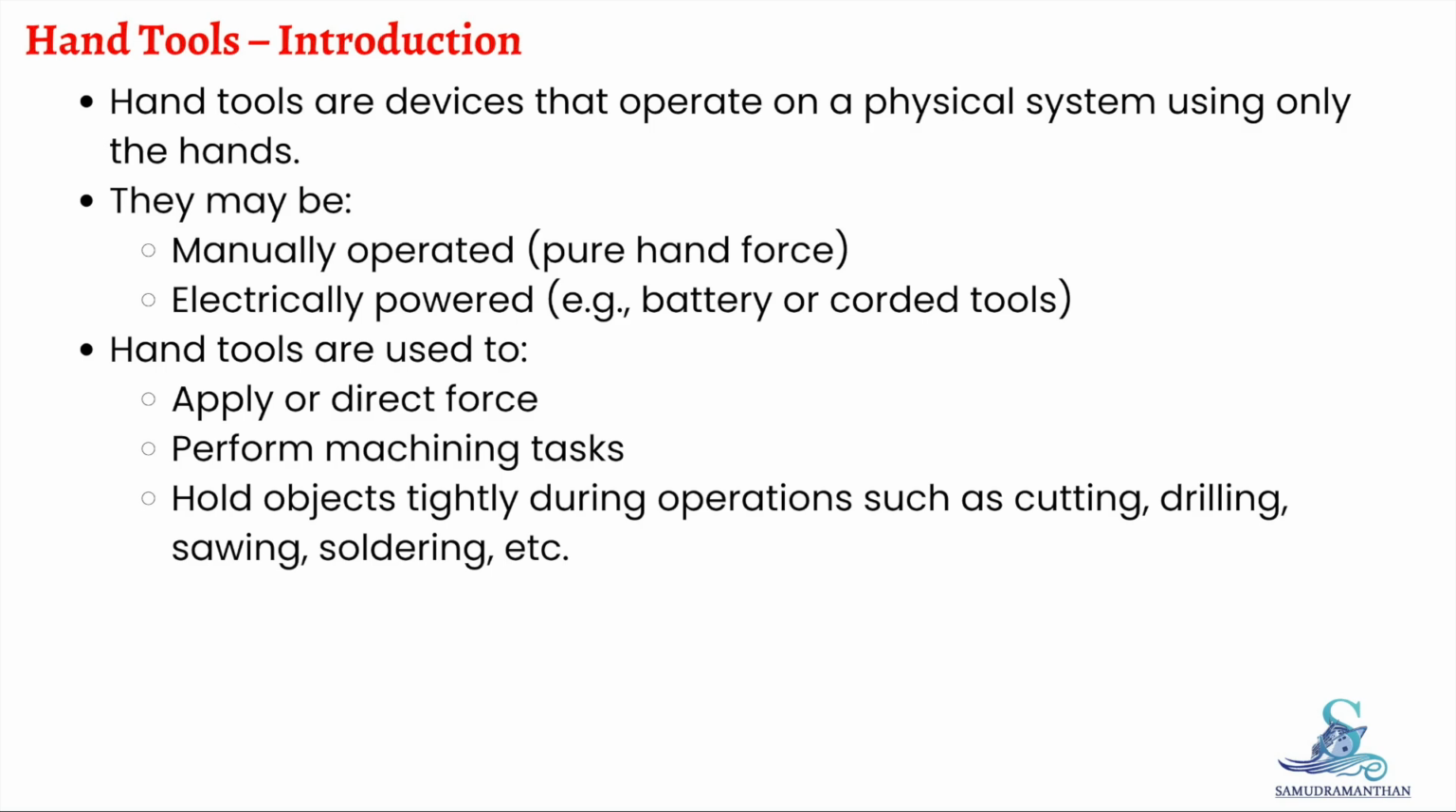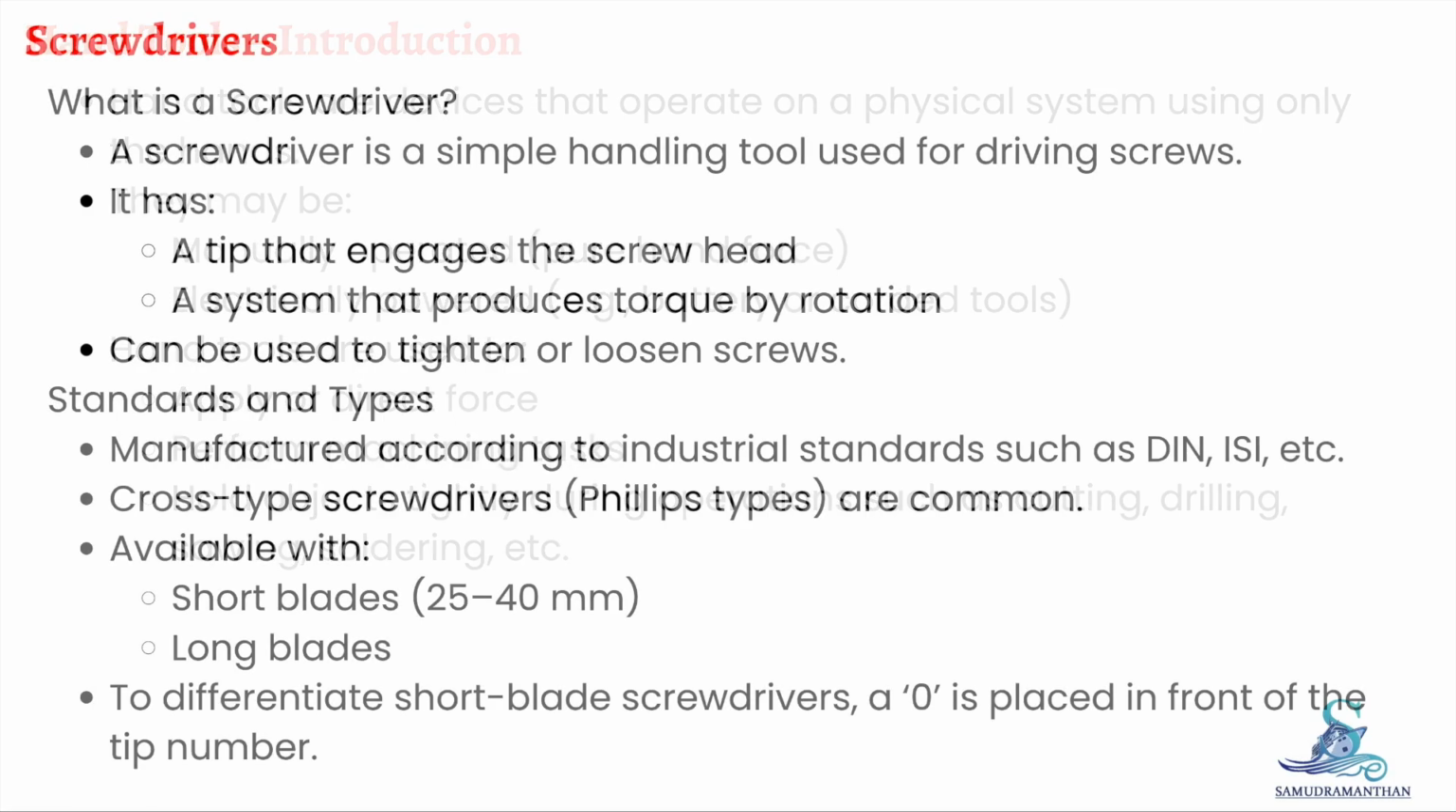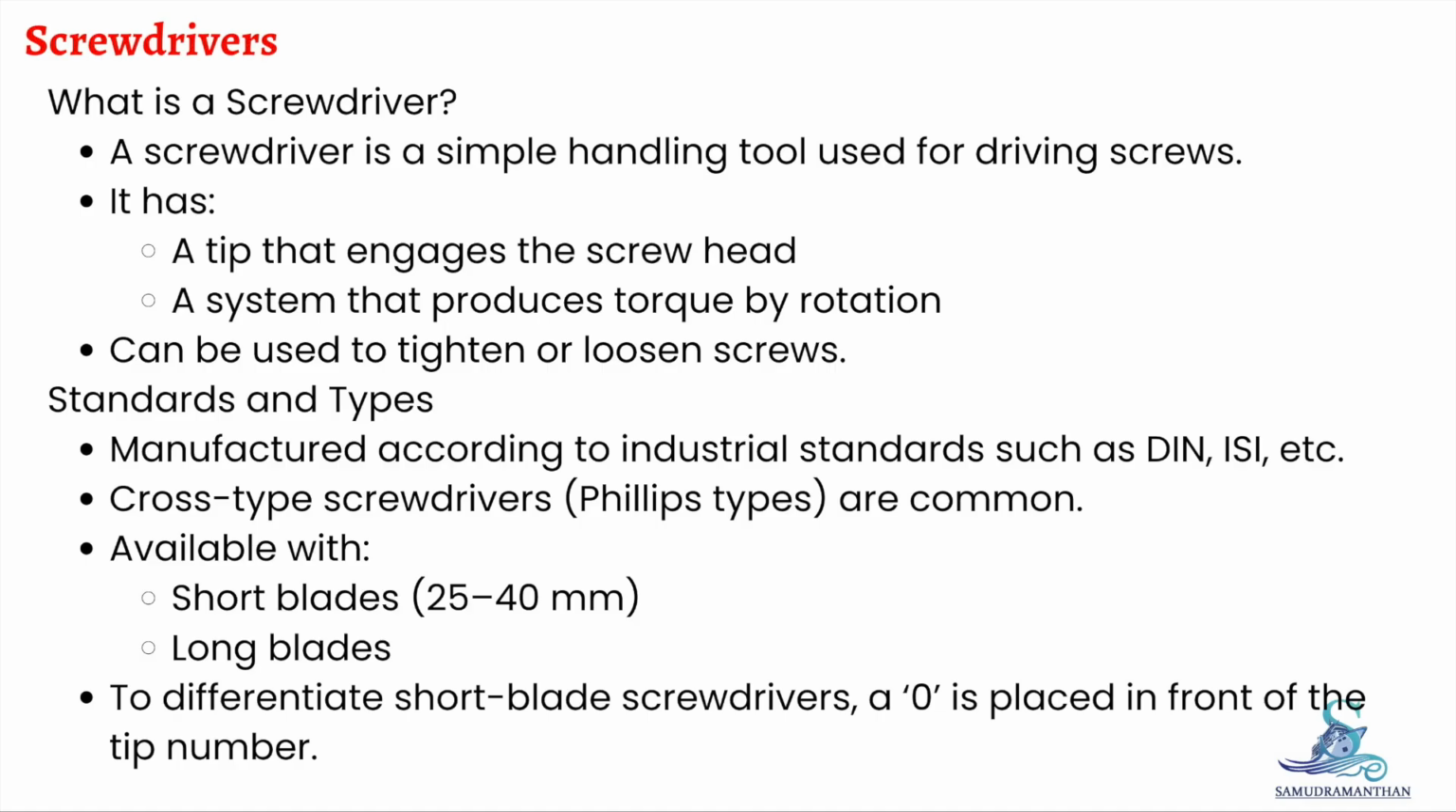In today's class, we will study screwdrivers, pliers, vices, and tweezers. Let us begin with screwdriver. A screwdriver is one of the most basic and essential hand tools. It is used for driving screws, and it works by engaging the tip into the screw head and producing torque through rotation. Screwdrivers are manufactured according to industrial standards such as DIN and ISI.